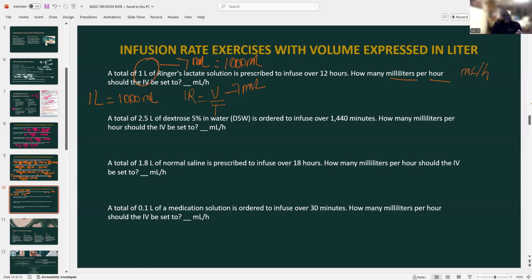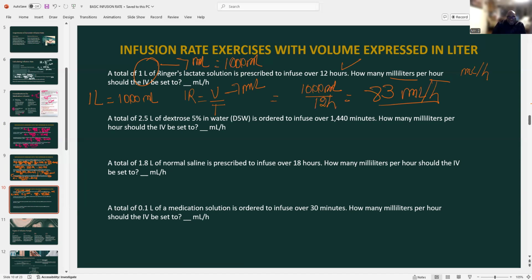Now that everything is where it's supposed to be, we can do 1,000 milliliter over 12 hours. Your time must be in hours. So my time is in hours, check. So I do 1,000 divided by 12. You get 83.333, but you have to round that to a whole number. If you're struggling with rounding, you may need to check a specific video where we spoke about how to round.